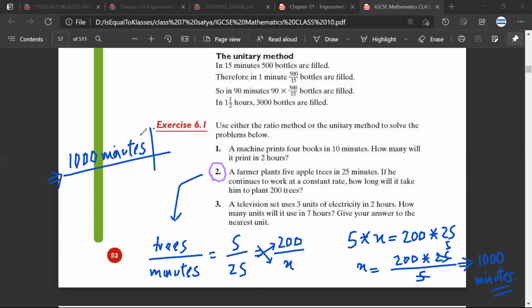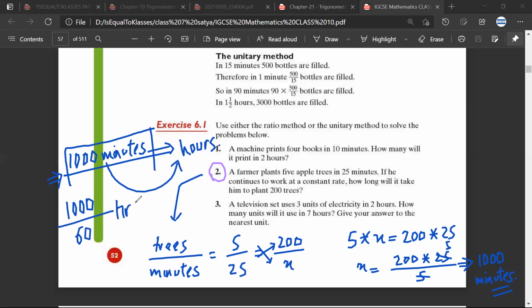Mr. Satya, how can I convert 1000 minutes into hours? So 1000 minutes, okay, so we can multiply it, I think, by 60. Arey, minutes to hours, will the number increase or decrease? So decrease, divide by 60. Mr. Sarthak, have you understood?